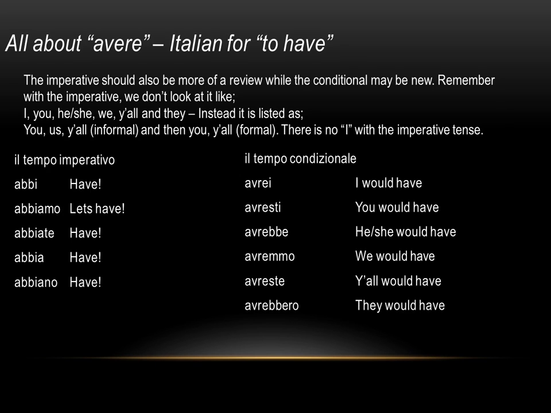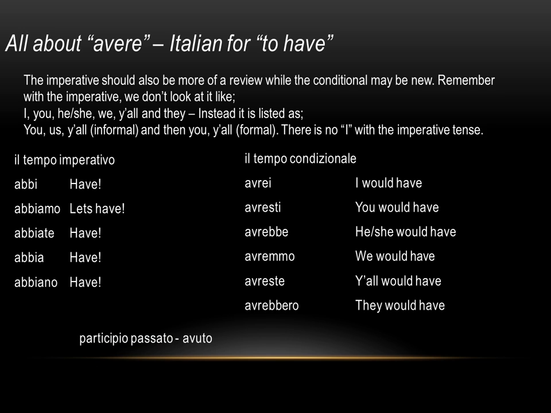Okay, il tempo condizionale, the conditional tense. Avrei, I would have. Avresti, you would have. Avrebbe, he, she would have. Avremmo, we would have. Avreste, y'all would have. Avrebbero, they would have. This is why it's important in the future tense to only pronounce one M, because if you pronounce two M's, you're saying we would have instead of we will have.